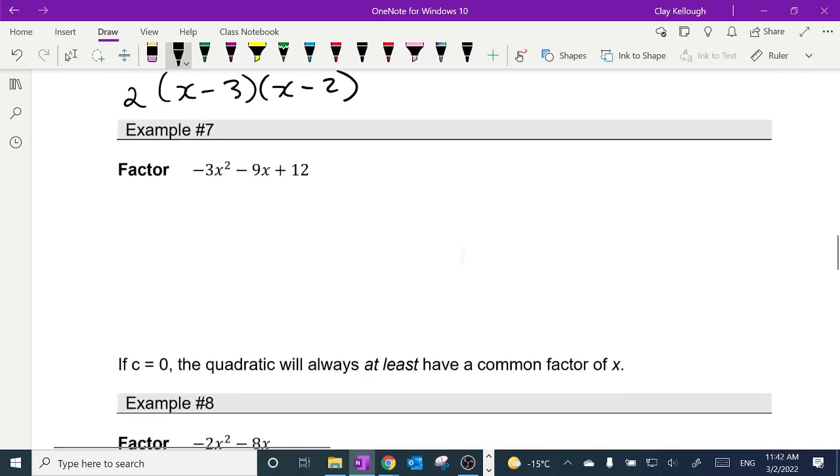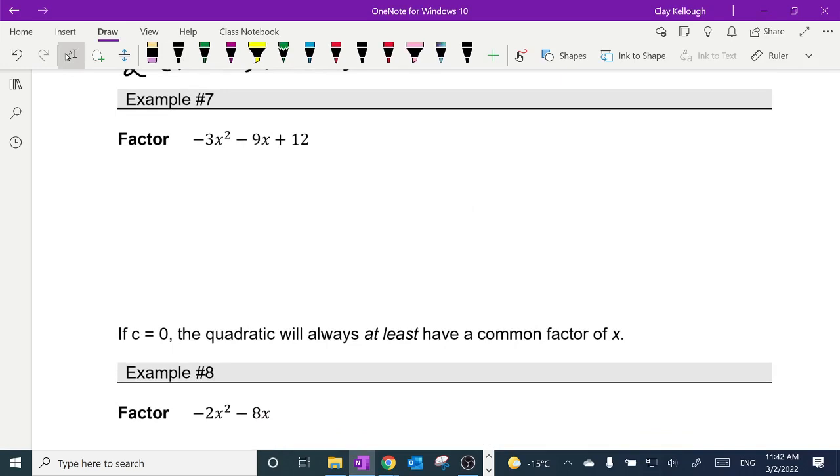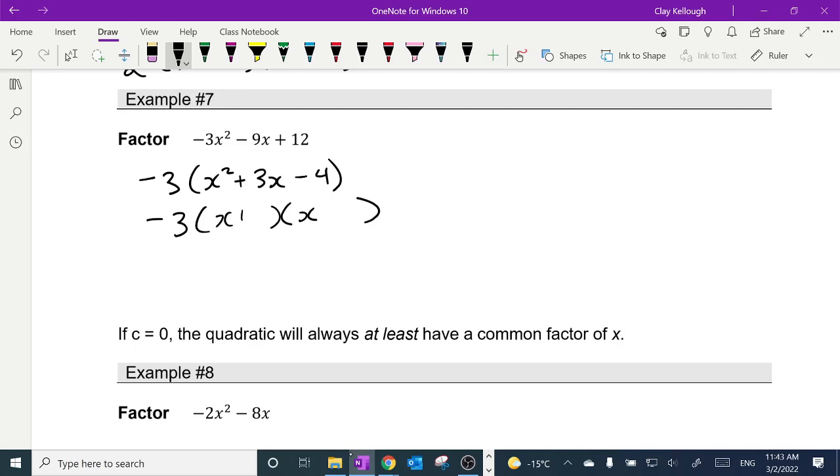Let's try example 7 the same way. Again, pause it if you're not sure, and then give it a try. Okay, how did that go? Factor out a negative 3. Careful, if you factor a negative out of a negative, it leaves you with a positive, and if you factor a negative out of a positive, it leaves you with a negative. And the two numbers that multiply to make negative 4 but add to make positive 3 have to be plus 4 and minus 1. So there you go.